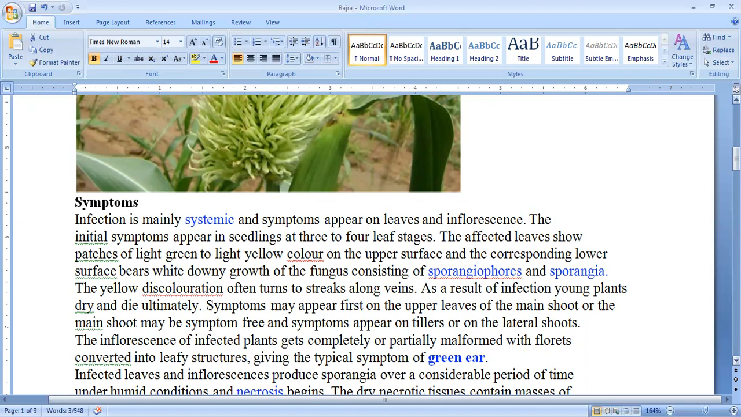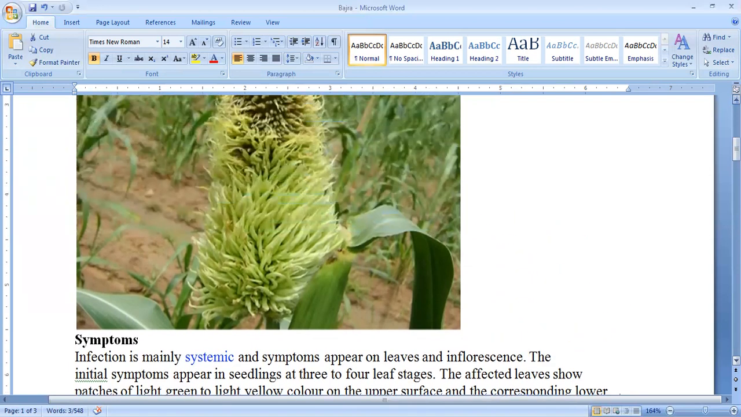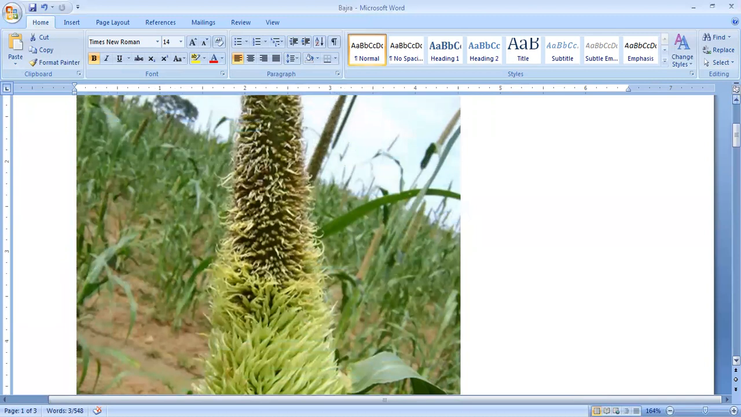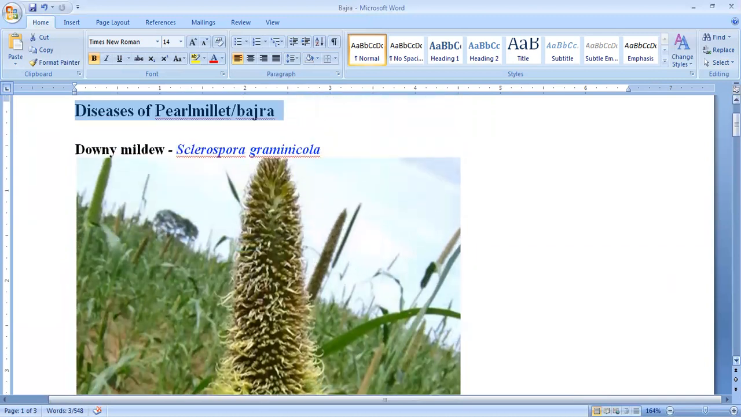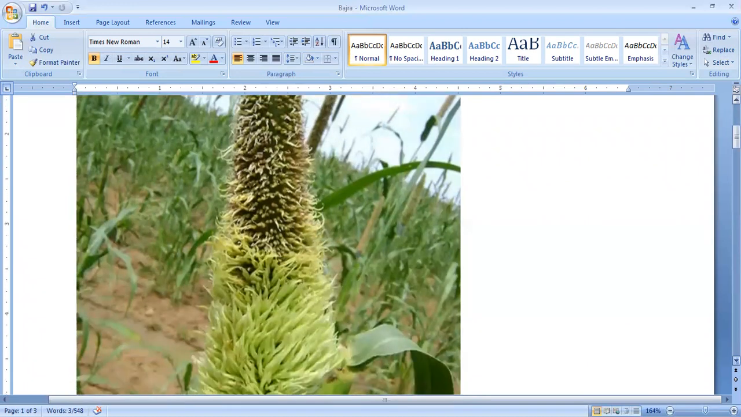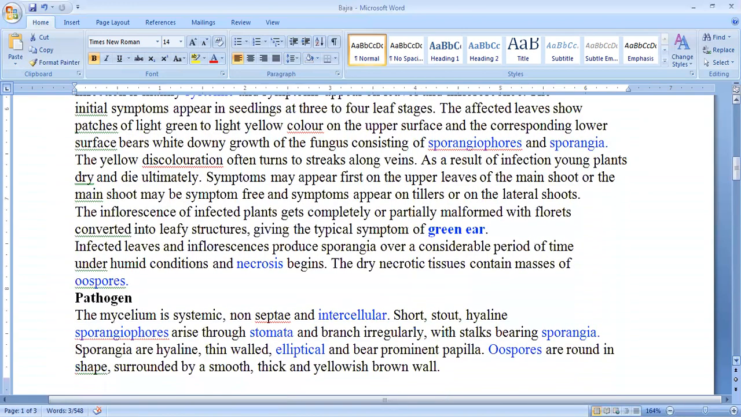Now the main focus part is the inflorescence. I'm showing you the picture once again. Please see clearly. Yes, the causal organism, as you all know, is Sclerospora graminicola. Now, what happens to the inflorescence? The infected parts get completely or partially malformed, the florets into leafy structures. So as I have shown you, it is converted into leafy structure, and this is the typical symptom which is called green ear. So students, this is the main symptom which you have to remember and you have to quote.